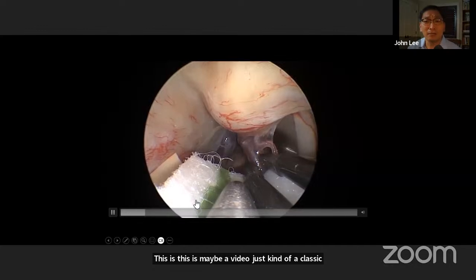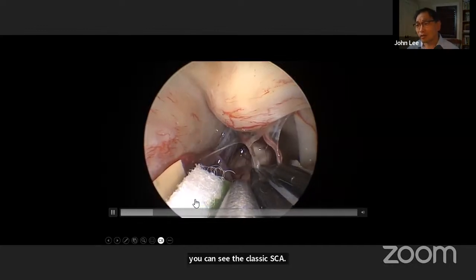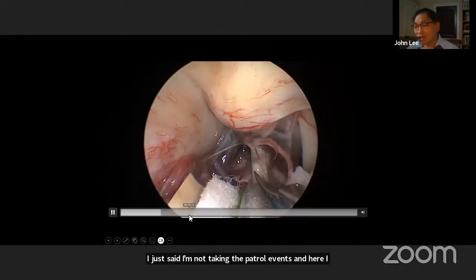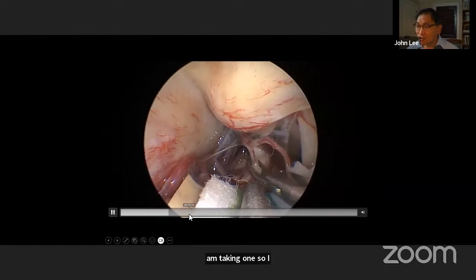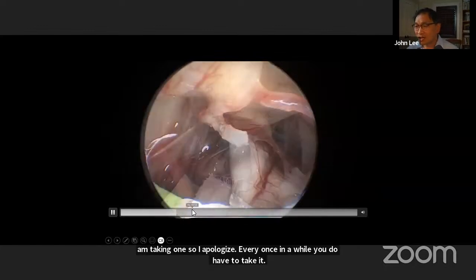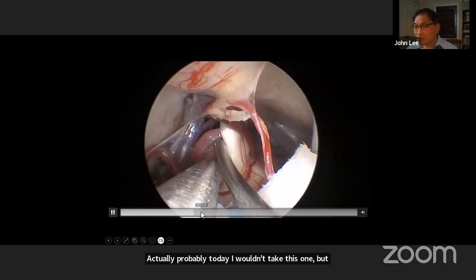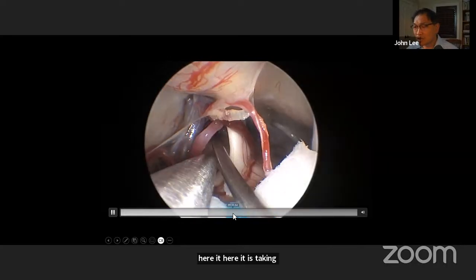I just said I'm not taking the petrosal veins, and here I am taking one, so I apologize. Every once in a while, you do have to take it. Actually, probably today I wouldn't take this one, but here it is taking it. And then I'll just speed this along, and we'll put the Teflon in.